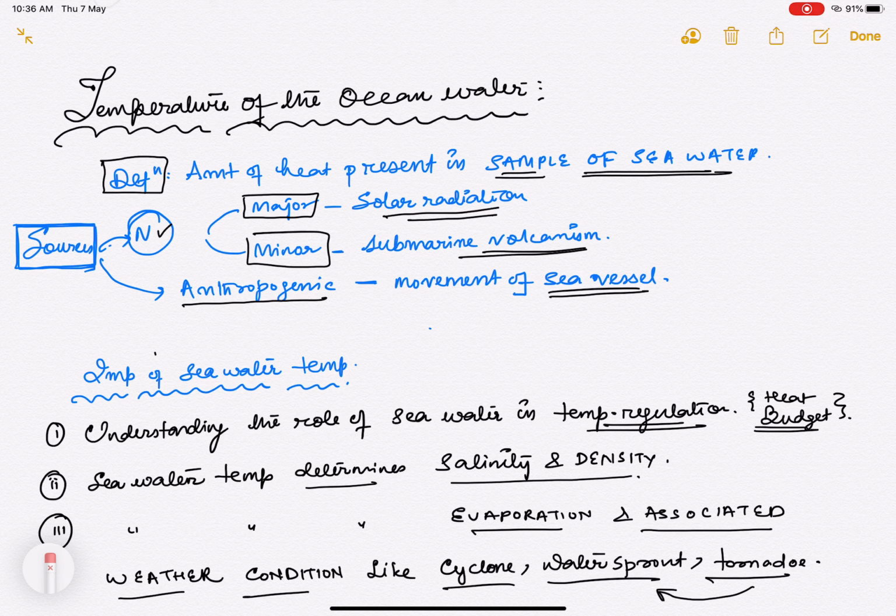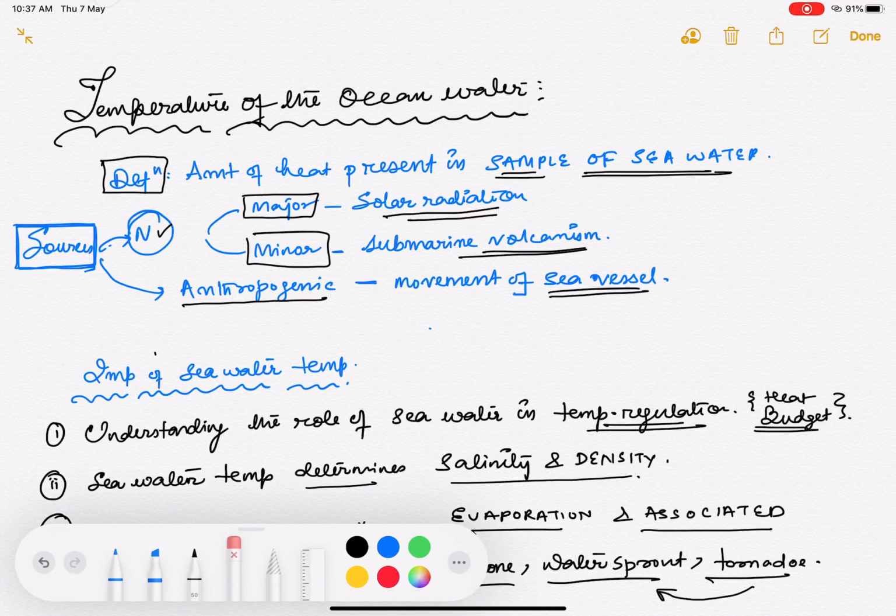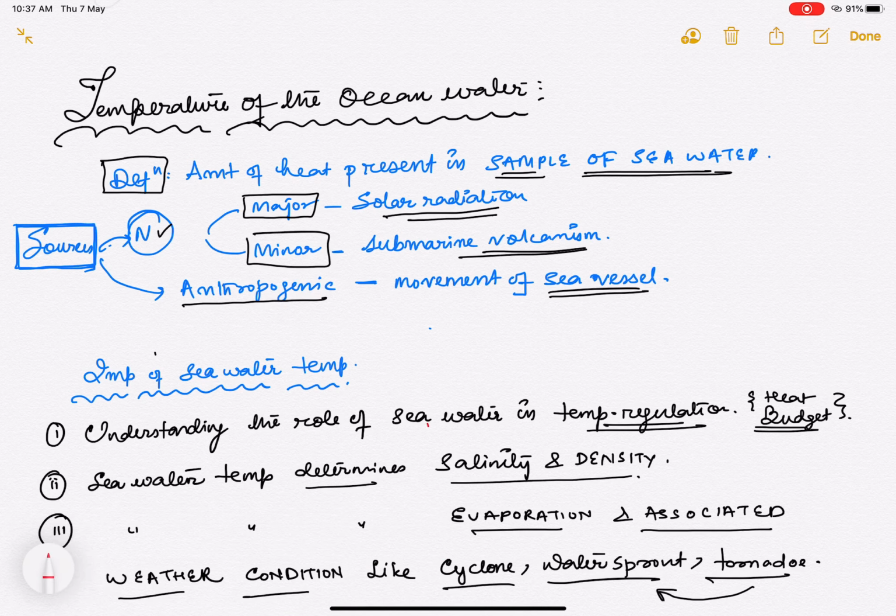Next, temperature of the ocean water. Understand that the temperature of ocean water means nothing but the amount of heat present in a sample of seawater. Again, the sources are both natural and anthropogenic. Natural means we have a major and a minor source. The major source is solar radiation and the minor source is submarine volcanism.